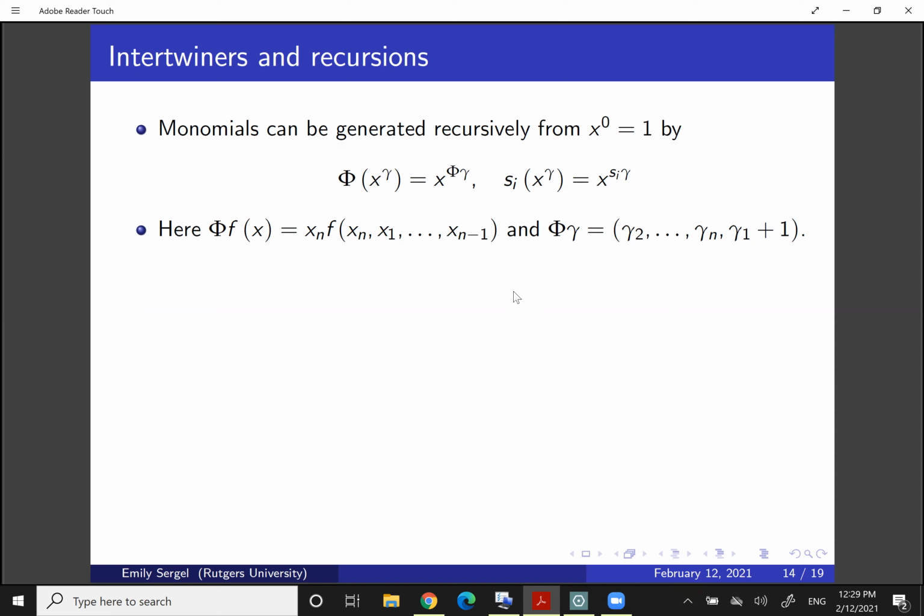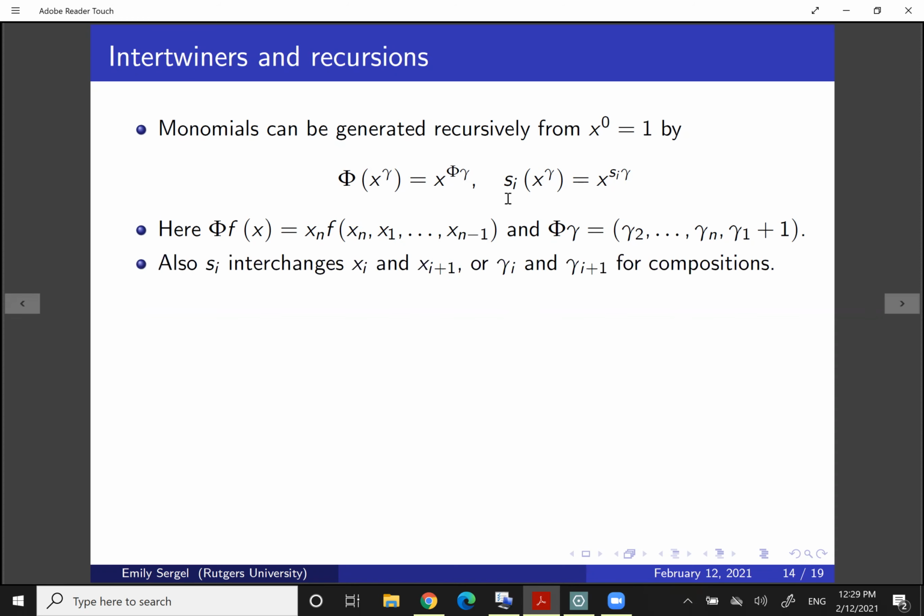And then once I have the sequence of guys that I want, I can permute them. So I use these adjacent transpositions, the SIs, to switch around the x's until I get the sequence of exponents that I want in the order that I want them. So I can do this. I can build up all monomials using this weird twist and multiply and then permuting things around.